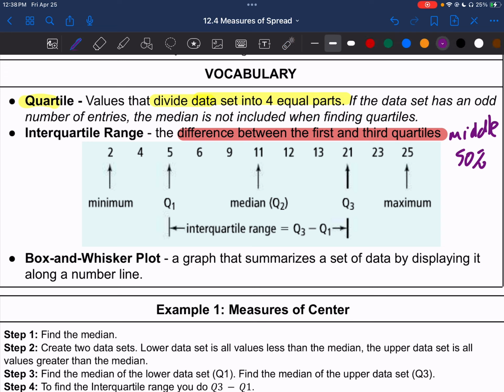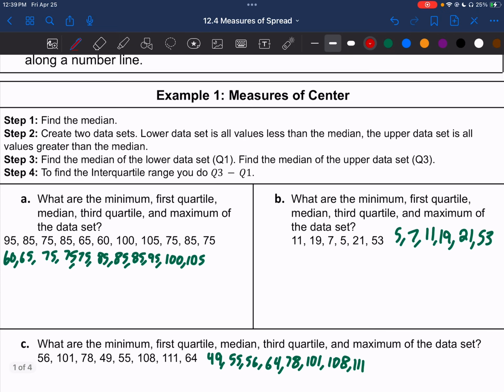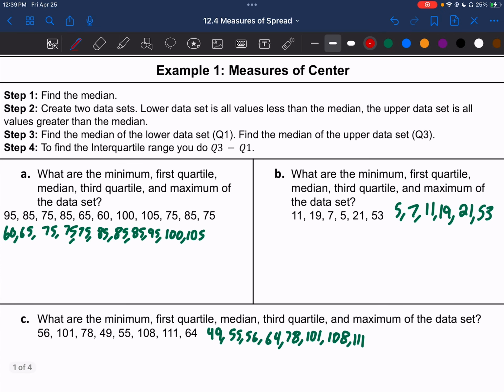And then we have a box and whisker plot. A box and whisker plot is a graph that summarizes a set of data by displaying it along a number line. So let's go to example 1, measures of center.